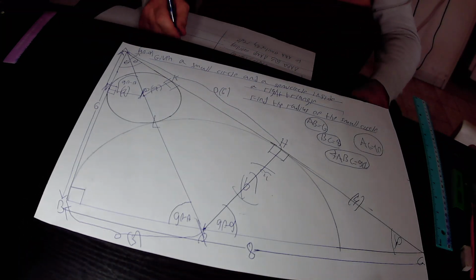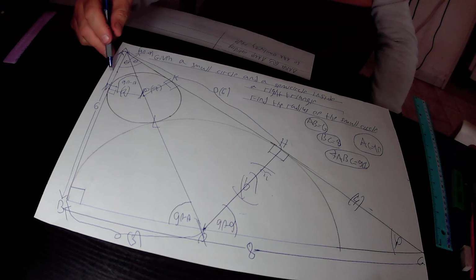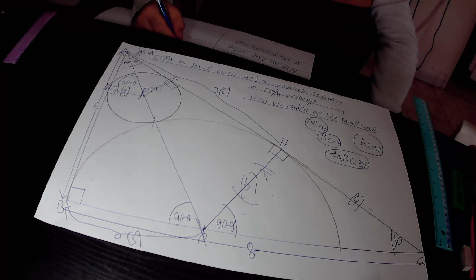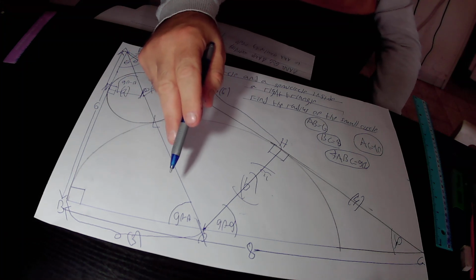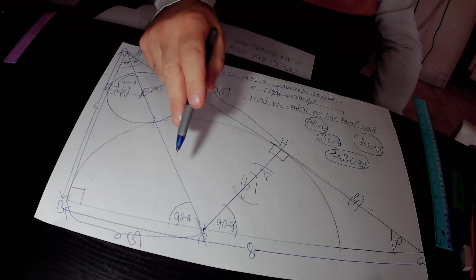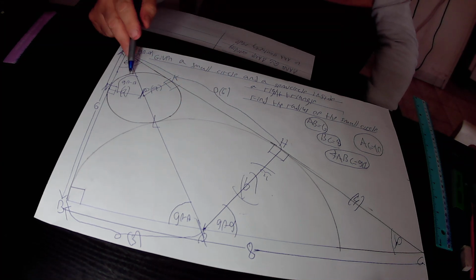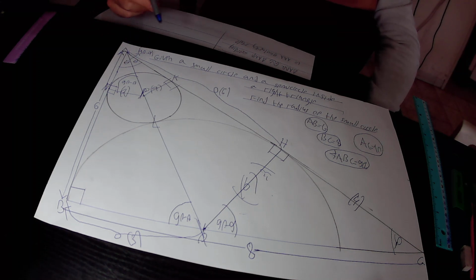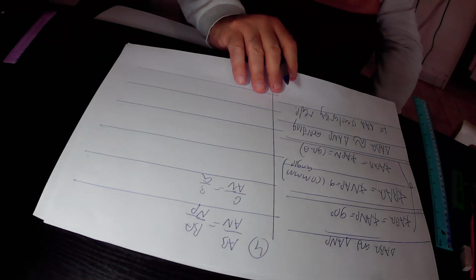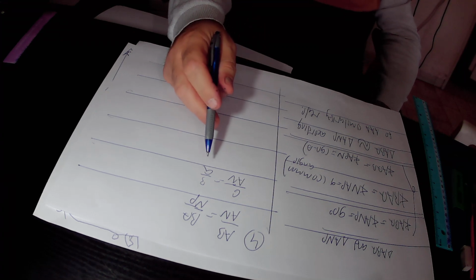AB is 6, over AN. AN is the missing side, so we leave it as it is. And it is equal to BQ. BQ is 3, it is actually the radius of the big semicircle, which is 3 units in length, over NP. NP is the radius A of this small circle. That is the radius that we are looking for in this question. In conclusion, we found that 6 over AN equals 3 over A.